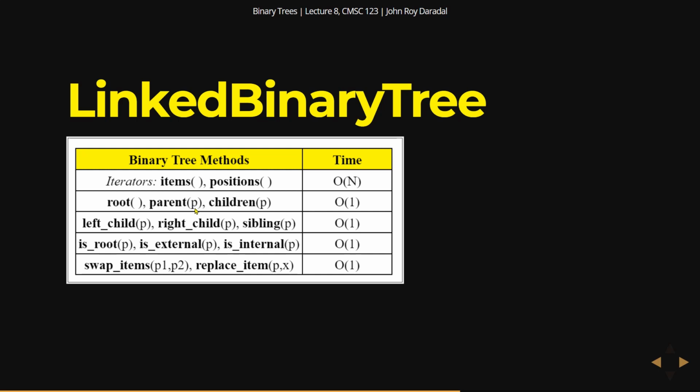Okay, and then for the parent of P, you just ask the BT node what is the parent of this node, right? Then for the children, you just get the left child and the right child. And then for left child, right child, obviously there is a direct method, the direct correspondence in the BT node, so this is pretty straightforward.